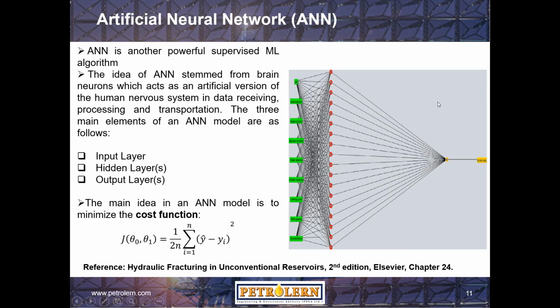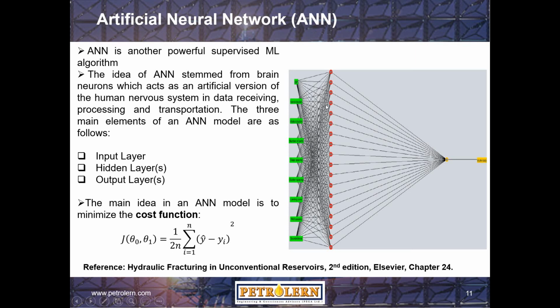You could have multiple output layers. In this case you just have EUR per 1,000 feet, but you could have Cube 30 per foot, Cube 60 per foot, Cube 90 per foot, and so on and so forth. So the idea behind this is that each of these neurons that you see has a weight and bias, and you're basically changing the weights and biases of these neurons until this cost function is minimized.